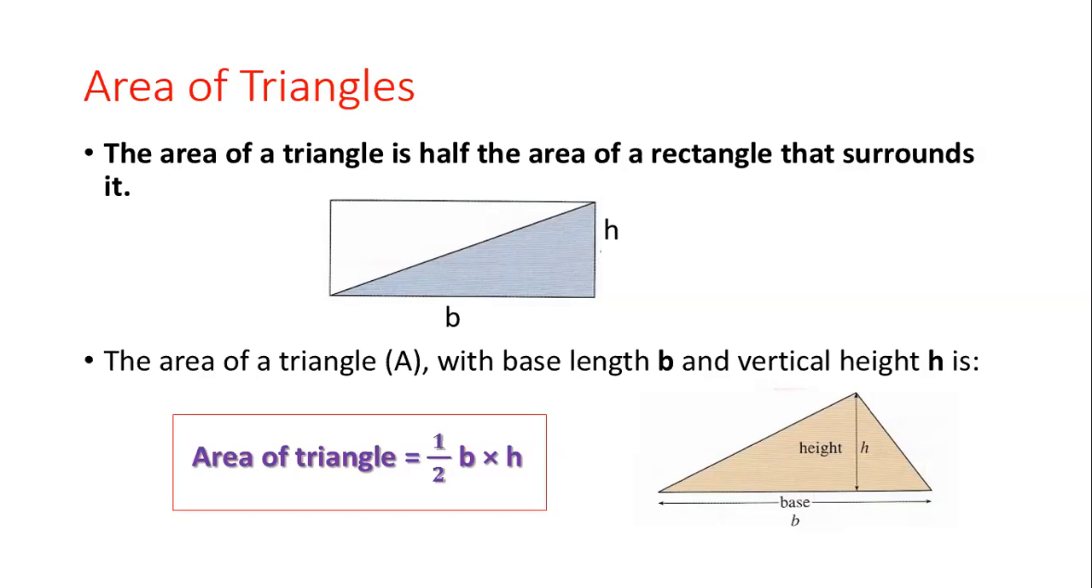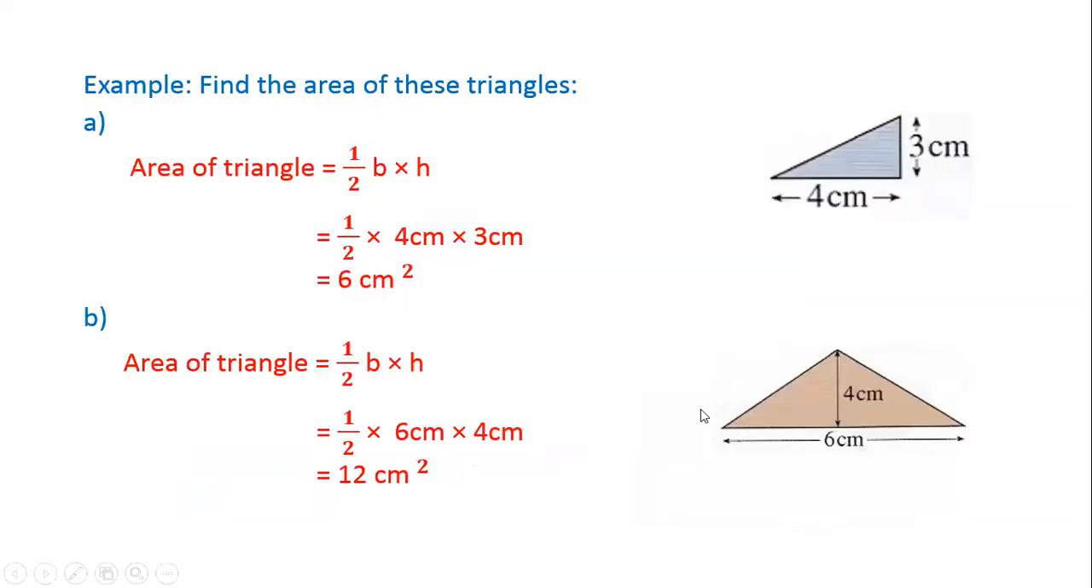Let's check the first one. So this is the law you have to understand: area of triangle equals 1 over 2 multiplied by B multiplied by H. Here is the question. It's very easy, I think. In this example, we need to find the area of these triangles. I have the first triangle and second triangle. The first triangle has base length equal to 4 centimeter and height 3 centimeter.